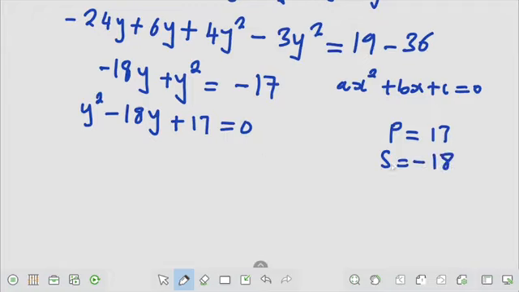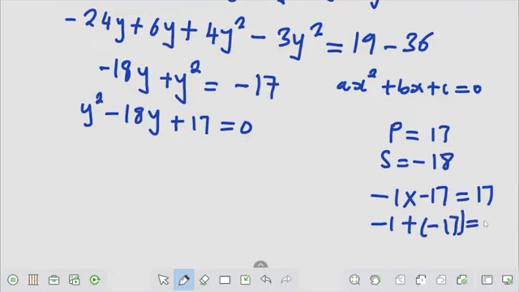So we look for two numbers. When we multiply them, we get 17, and when we add them, we get negative 18. These two numbers are negative 1 times negative 17, which will give us a positive 17. Again, negative 1 plus negative 17 will give us negative 18. The variable we are using here is y, so this will be negative y, and this will be negative 17.